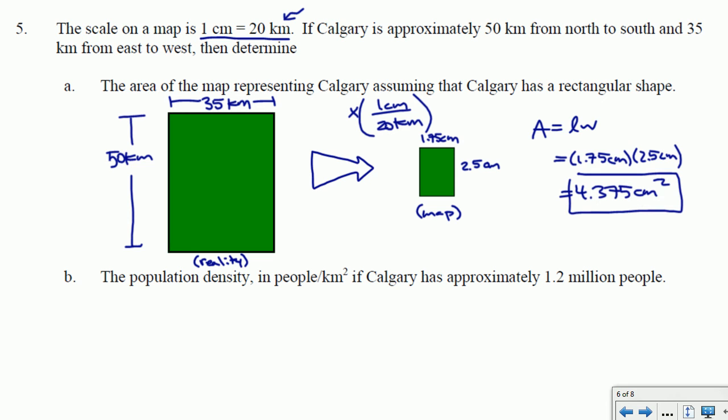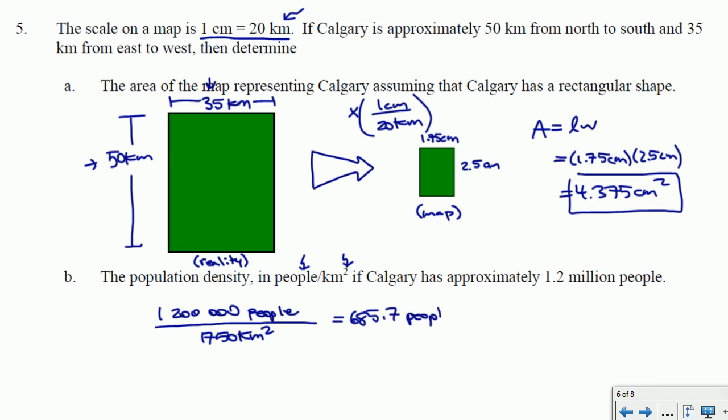Next, we need to find the population density in people per kilometer squared if Calgary has approximately 1.2 million people. So we need people up top and kilometers squared on the bottom. So 1.2 million people looks like this, and we divide that by the actual area, which would be 50 times 35. Now 50 times 35 gives us 1750 kilometers squared. So now all we need to do is divide 1,200,000 by 1750, and we get a result of 685.7 people per kilometer squared.